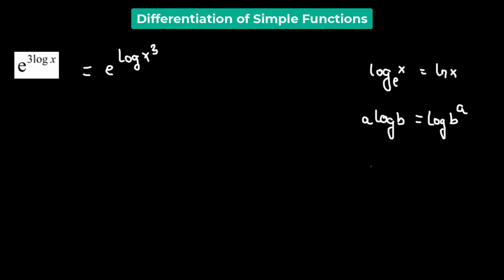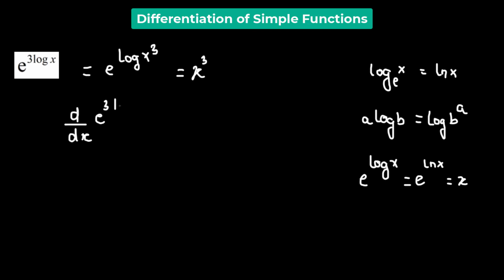Now we have another property: e raised to the natural log of x, or simply ln of x, is equal to x. So that means our function is equivalent to x cubed. So when we differentiate with respect to x the function e raised to the power of 3 logarithm of x, this is equivalent to the derivative of x cubed.